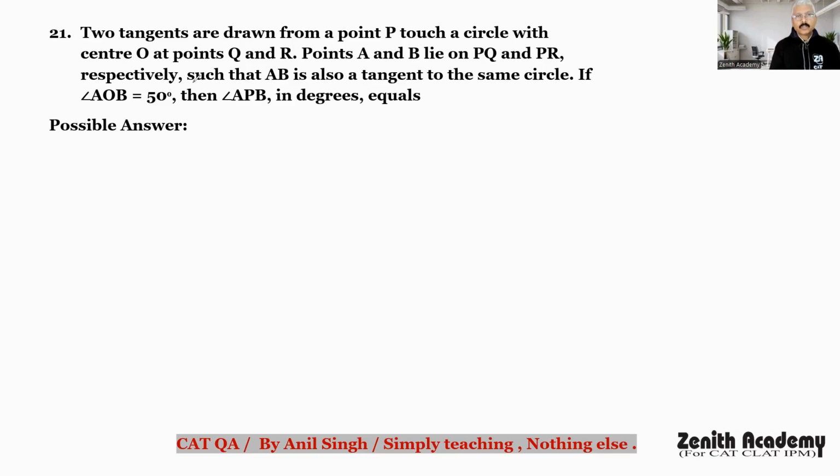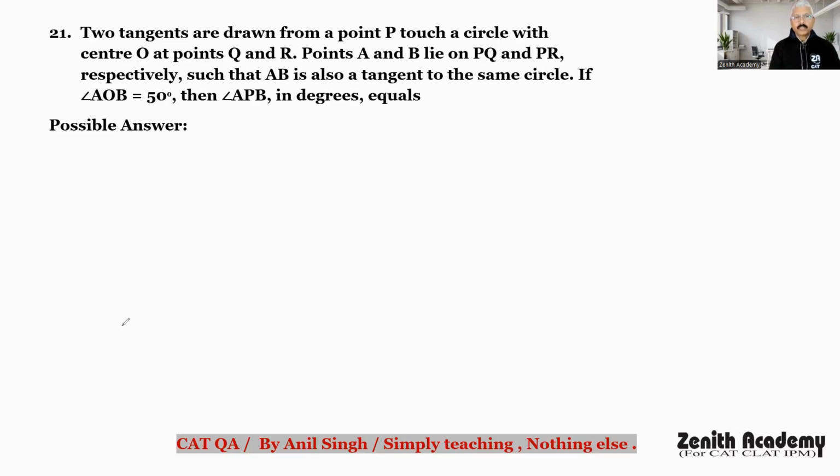Now see the next question. Two tangents are drawn from point P to touch a circle with center O at points Q and R. Points A and B lie on PQ and PR respectively, such that AB is also tangent to the same circle. If angle AOB is 50 degrees, then find angle APB in degrees.